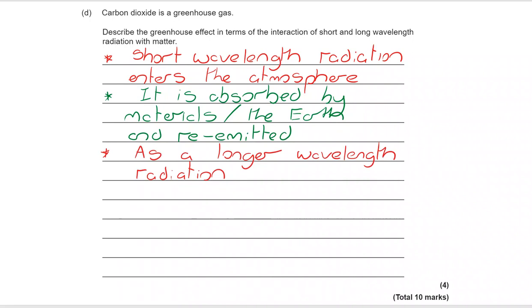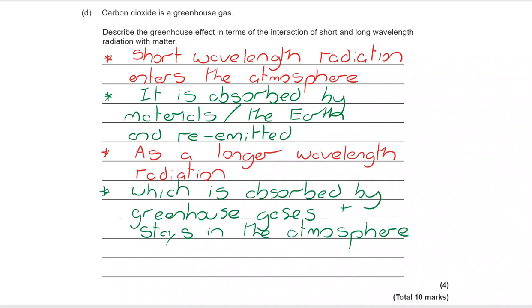The reason that this is an issue is that that longer wavelength radiation is then absorbed by greenhouse gases. It's absorbed by carbon dioxide, by methane, which means it doesn't escape from the atmosphere. It's trapped in the atmosphere, causing the atmosphere's temperature to rise. And that takes us to the end of this question.